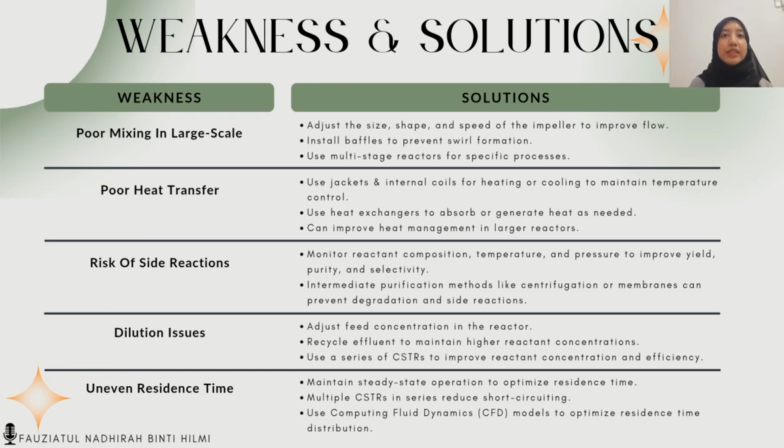The second weakness is poor heat transfer. It needs a jacket and internal coil for heating or cooling to maintain temperature control. A heat exchanger can also be used to absorb or generate heat as needed and improve heat management in larger reactors.